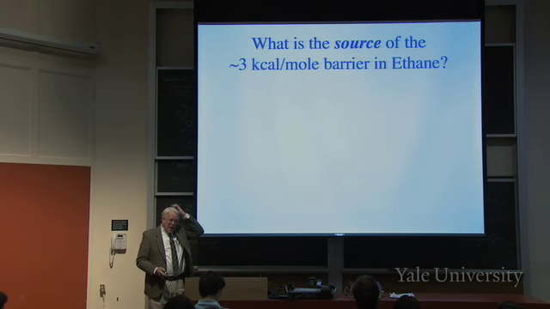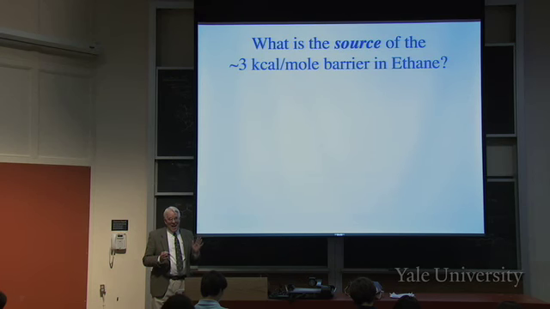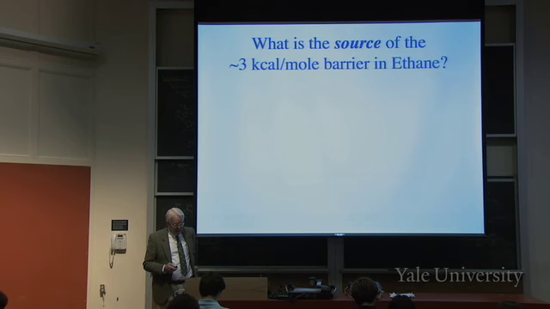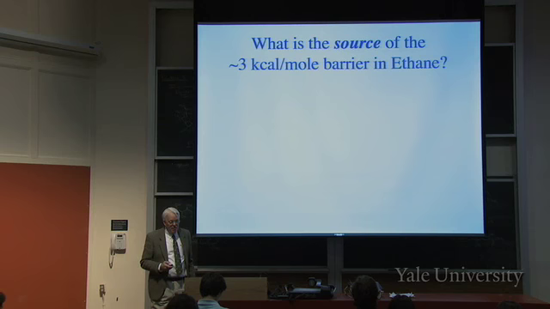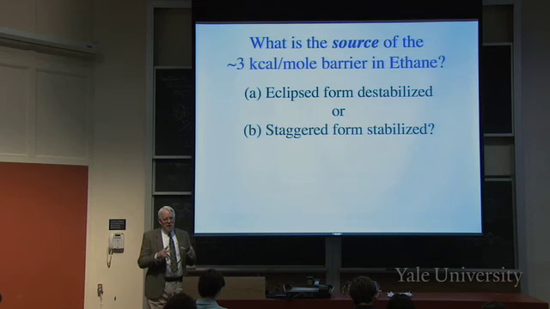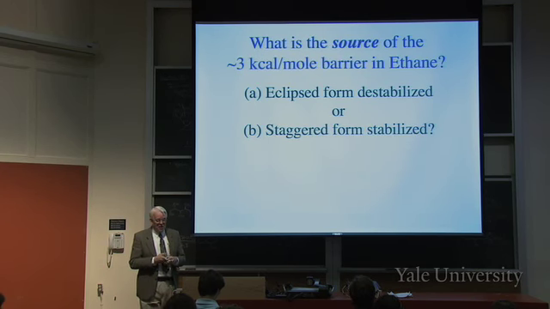Okay. So anyhow, but then there's the question, why? Why is it that the staggered form is lower in energy than the eclipsed? Why is there a 3 kilocalorie barrier? Well, there are different points of view on that. One is that the eclipsed form is unstable, that for some reason having it eclipsed makes it unstable. The other one is that the staggered form is unusually stable. And what does this remind you of in terms of a question? Compared to what? What's unusual, right? Is what's unusual the eclipsed form or the staggered form?